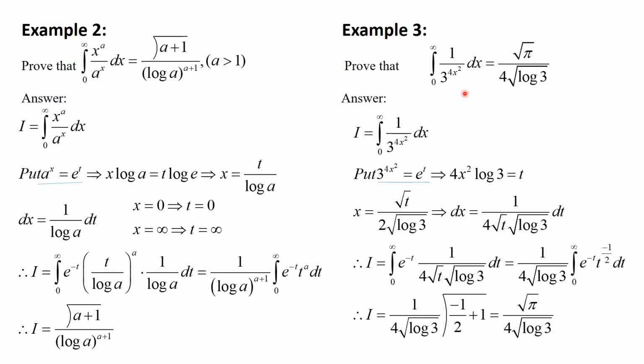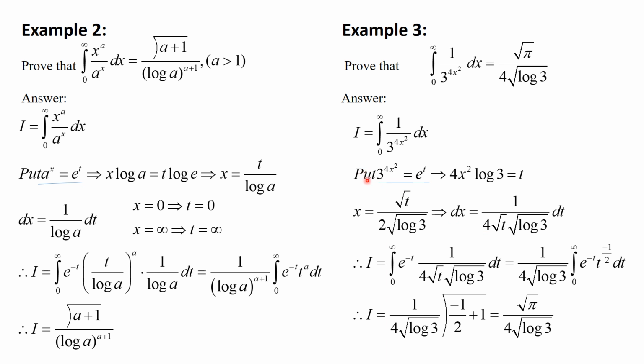So for proving this result, x raised to some power is not present, but 1 upon 3 raised to 4x square, which we can convert in terms of e raised to t. So for which 3 raised to 4x square, we substitute it as e raised to t, and hence our result gives us e raised to minus t, and differentiation leads to our functions in the form of t raised to some power.